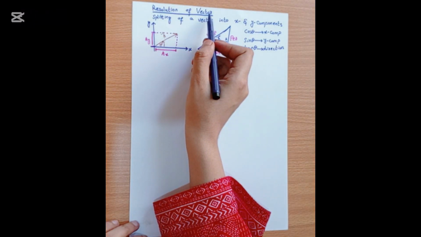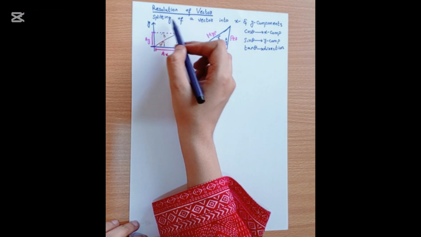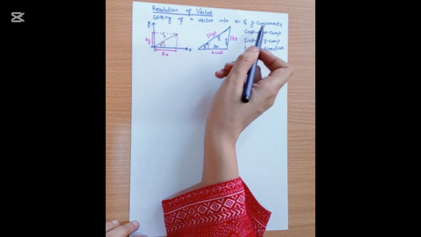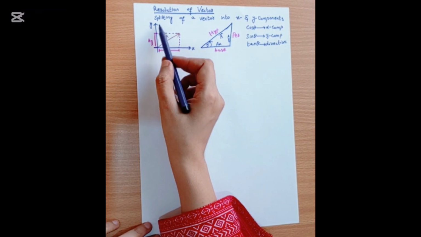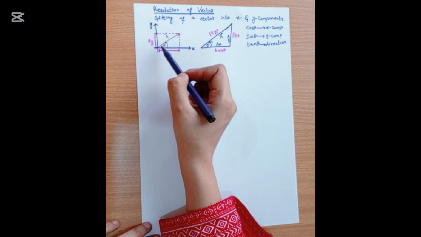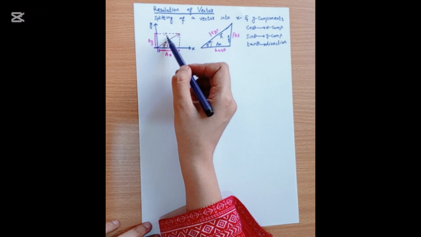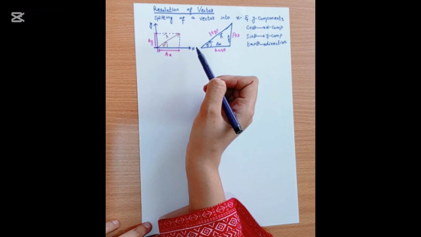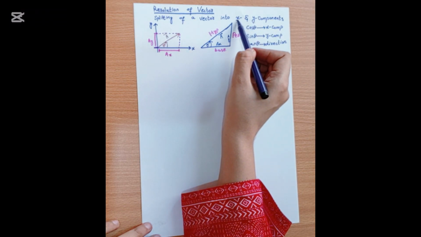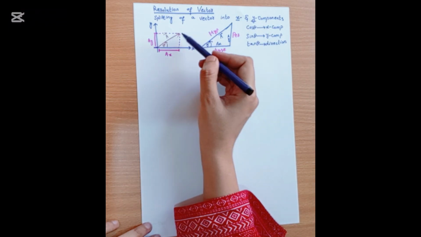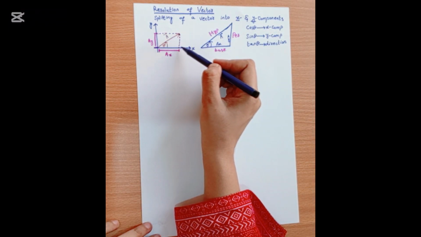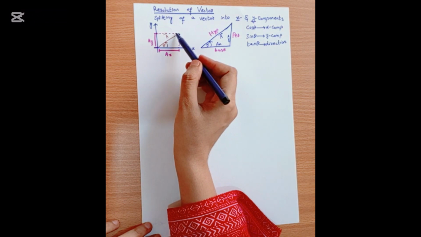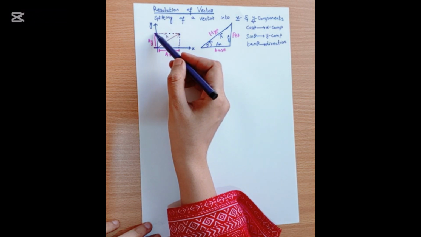Resolution of vector. Resolution of vector means splitting of a vector into x component and y component. We have drawn Cartesian coordinates, x-axis and y-axis, then a vector, say the vector A. Vector A is making angle theta with the x-axis. Now as we are going to split it into x component and y component, let's draw a line from the vector A to the x-axis and from the vector A to the y-axis.